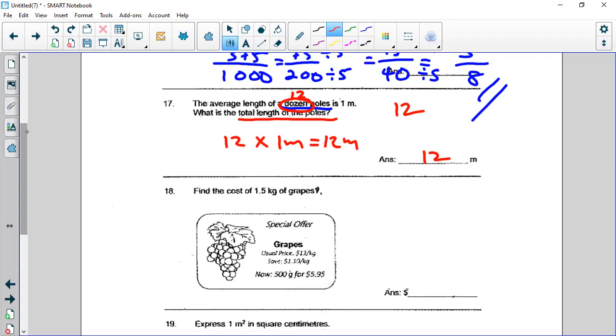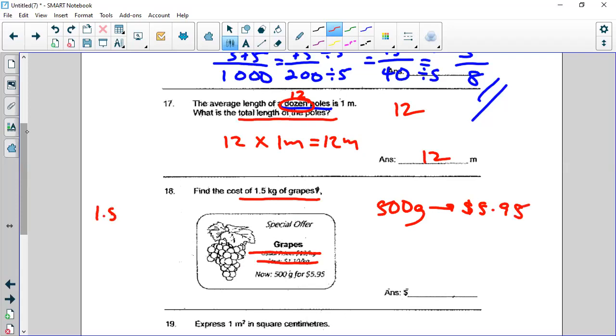Find the cost of 1.5 kg of grapes. There are a lot of things here that will distract you, which are not important. All those things are not important. But what do you look at? You look at how much is 500 grams, $5.95. So what is 1.5 kg?